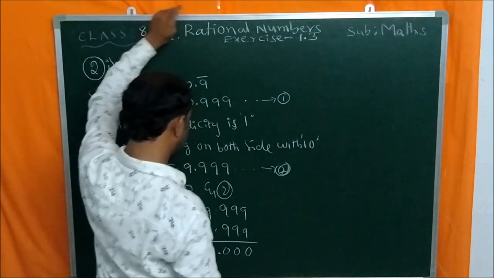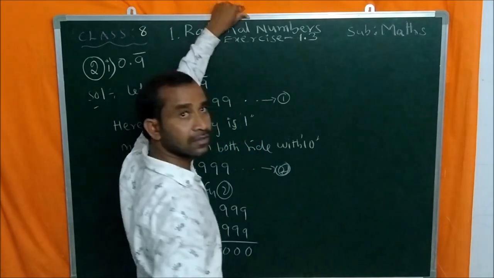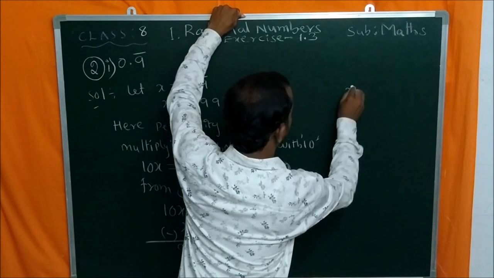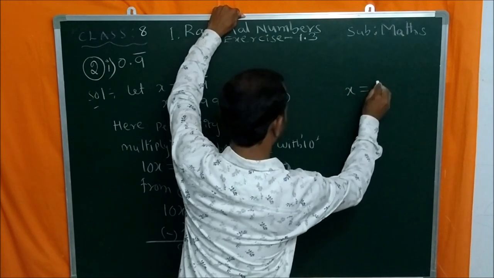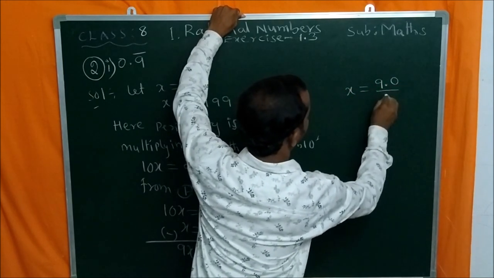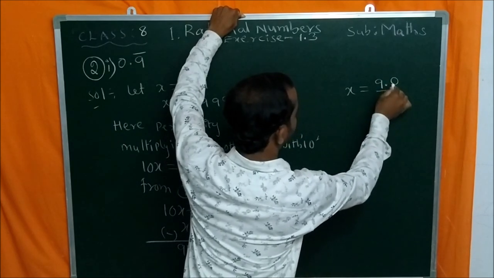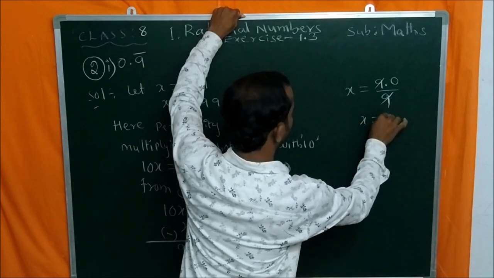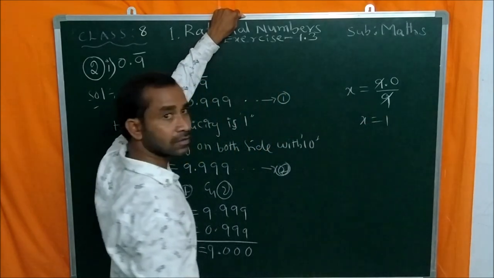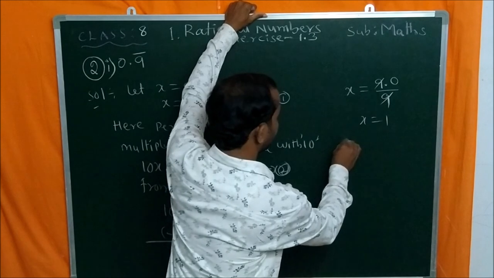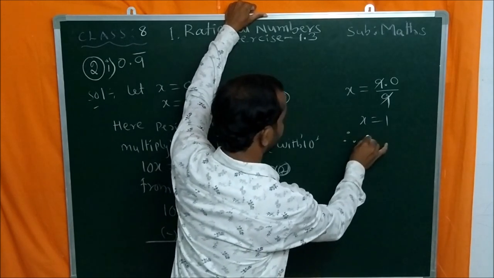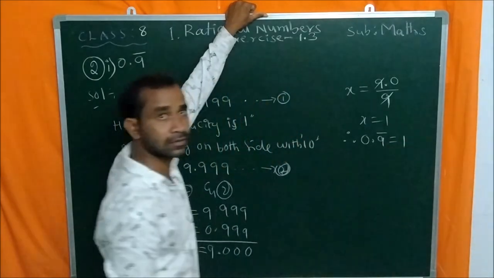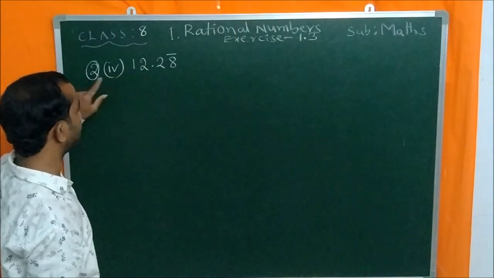So 9x equals 9. So x equals 9 by 9, which is nothing but 1. Therefore 0.9 bar equals 1.